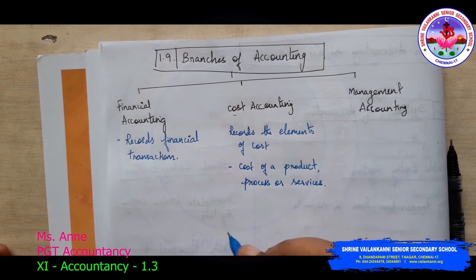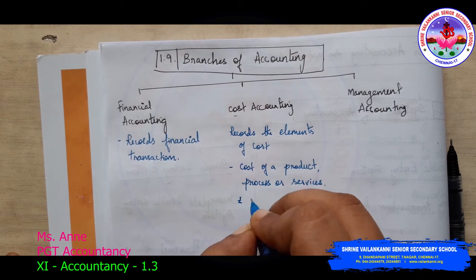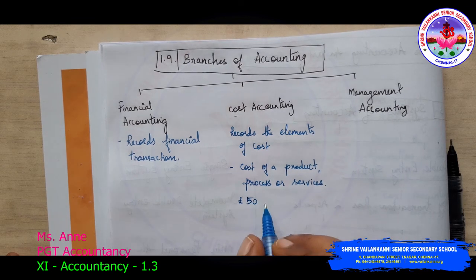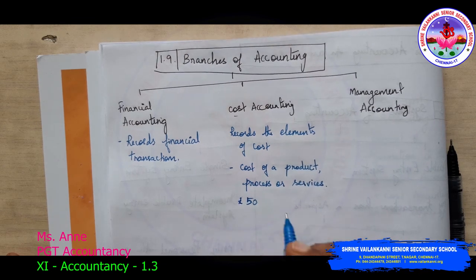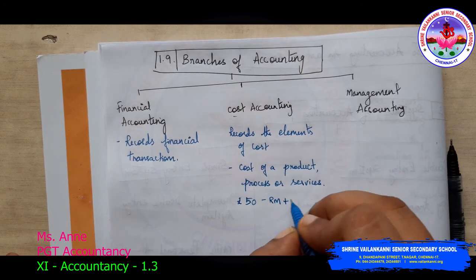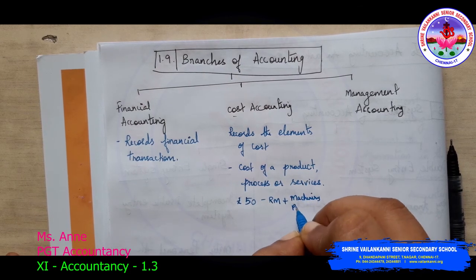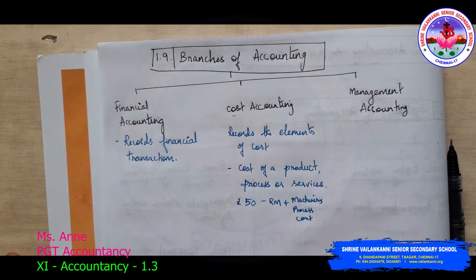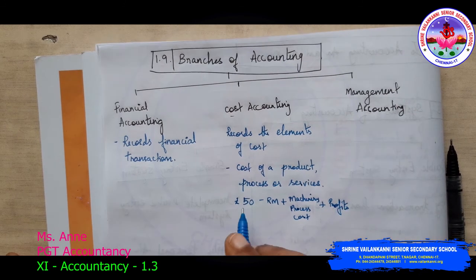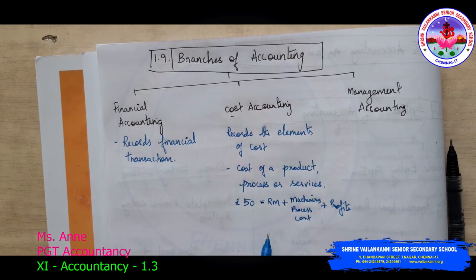For example, you are manufacturing a chocolate. Say our chocolate costs rupees 50. How do you arrive at this 50? You have the raw material, you have the machinery, process cost, and plus you will have the profits. So how you arrive at this 50 rupees will be defined by this cost accounting.